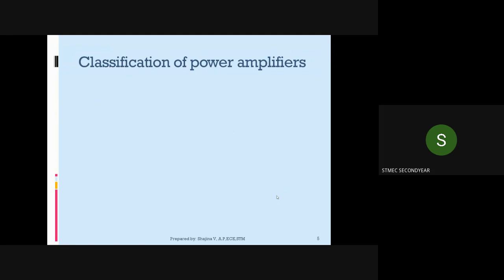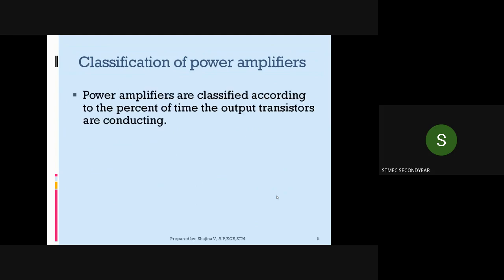Our first topic is classification of power amplifiers. Actually, we can classify power amplifiers according to the percent of time the output transistors are conducting. Conducting means the transistor can be on or off during the operation, right? According to our biasing point, or our Q point, our transistor may be on or off corresponding to the Q point, that is the point of operation. So here we classify our power amplifiers according to the percent of time the output transistors are conducting.